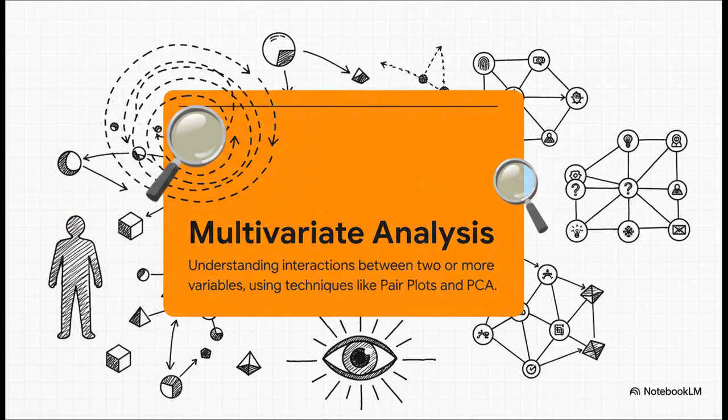And finally, the big one, multivariate analysis. This is like taking a step back and looking at the whole crime scene all at once. You're not just looking at 1 or 2 clues. You're seeing how everything interacts. It's definitely more advanced, but this is often where the most profound insights are hiding.